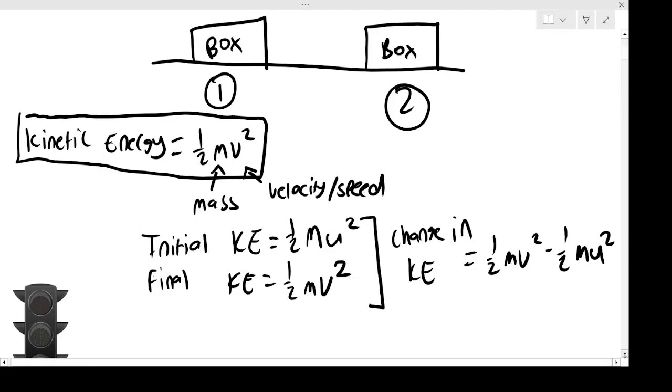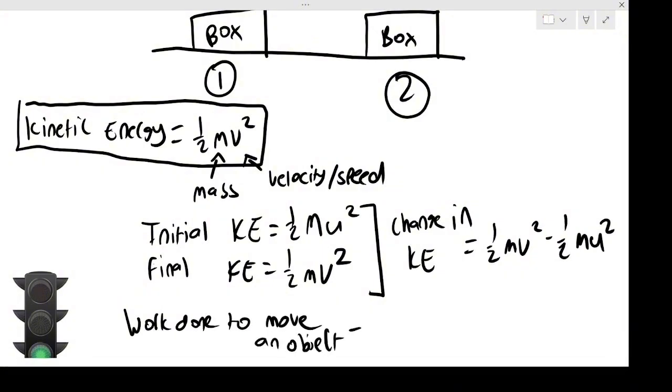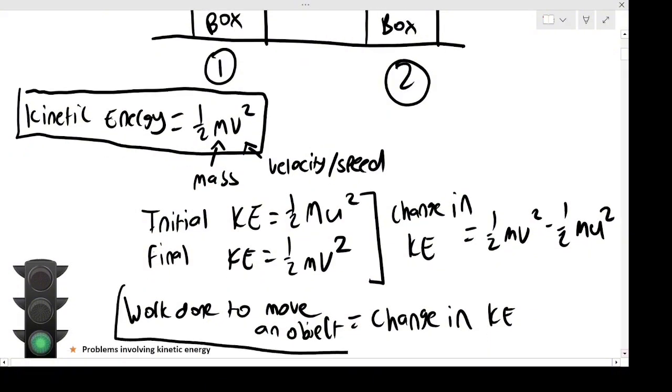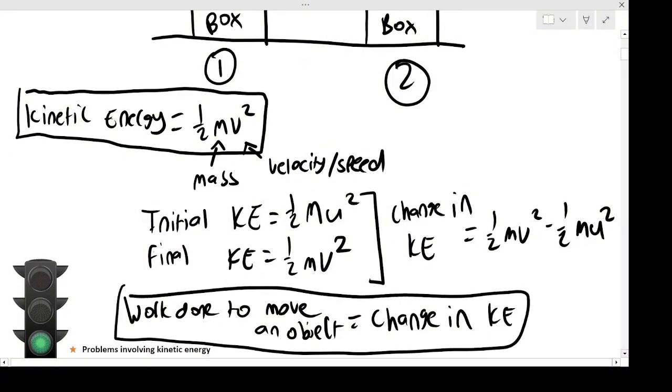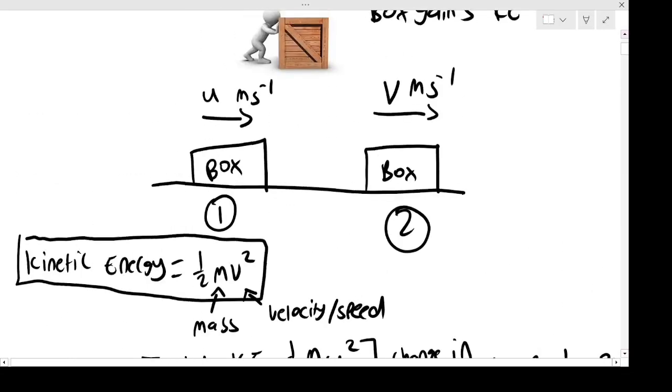So actually, it turns out we've got another formula: the work done to move an object is equal to its change in kinetic energy in this scenario. And this is what we'll be using, these two ideas here. So that's the idea we're going to be looking at.